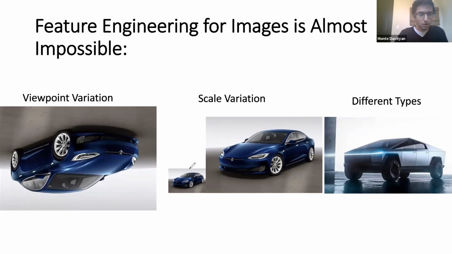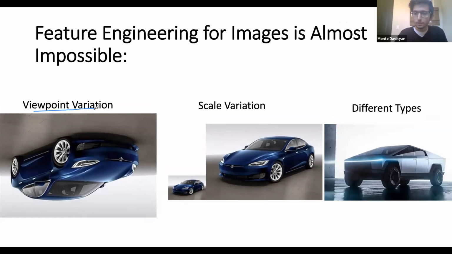For example, the viewpoint might be completely off. We might, for some reason, have a flipped car. Well, now it might be difficult to say that this is a wheel. Even though we humans don't have too much of a problem classifying this as a car, a computer is going to have a relatively difficult time if we just program in features. If we just tell it, okay, we're just looking for the shape of the car, we're just looking for some wheels, then if it's flipped, it's going to have some problems.